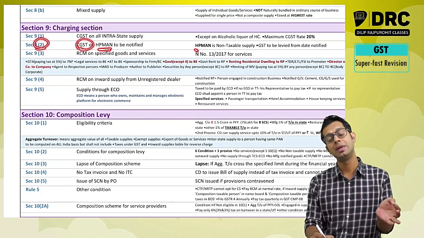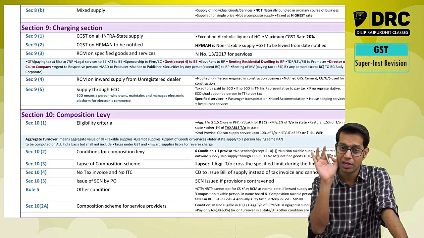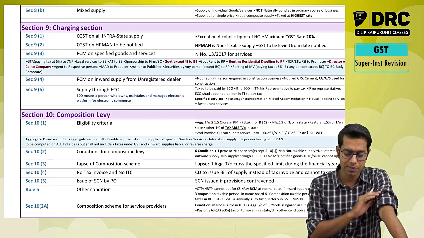Section 9 subsection 2 says CGST on HSD, the high-speed diesel, shall be paid. CGST on HSD shall be levied from the date notified by the government. So as of now, for HSD there is no GST levied. It will be levied from a future date as may be notified by the government.